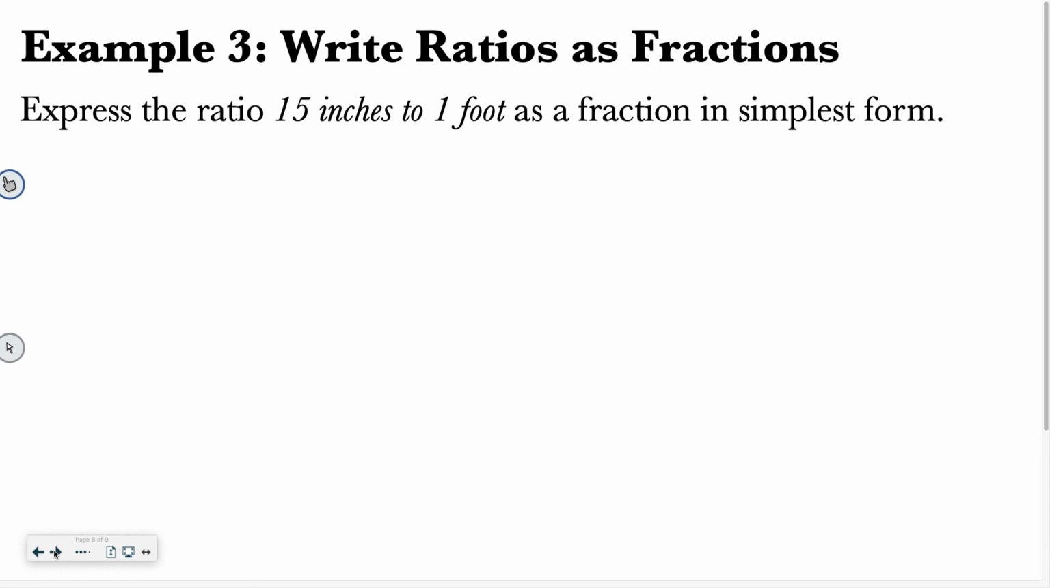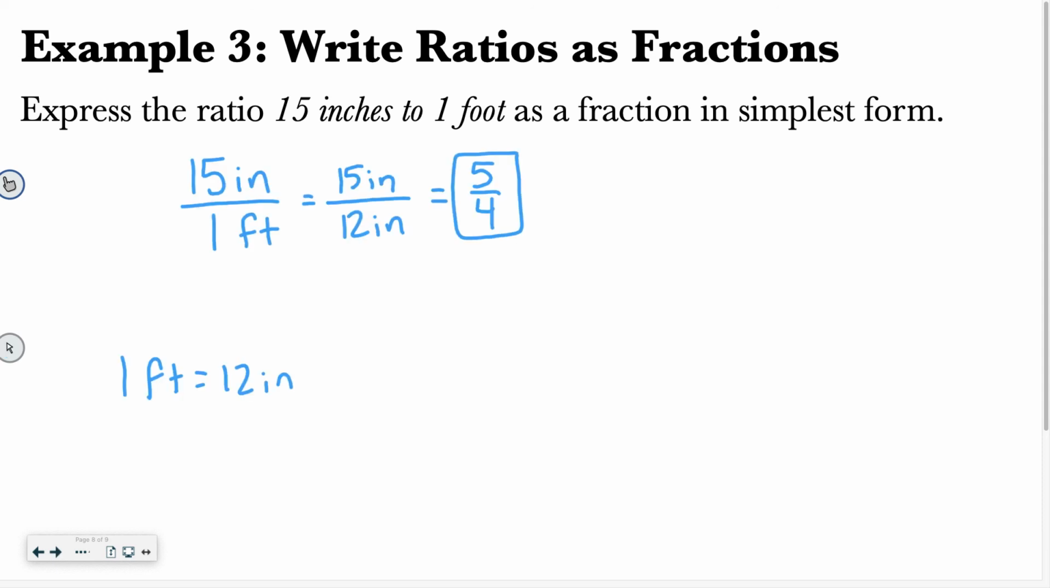Okay, now I want you to express the ratio 15 inches to 1 foot as a fraction in simplest form. Good luck. Okay, for this problem, hopefully you realized that 1 foot is 12 inches, and you put 15 inches over 12 inches and simplified that, and we're left with 5 over 4. Okay, that is your fraction in simplest form.